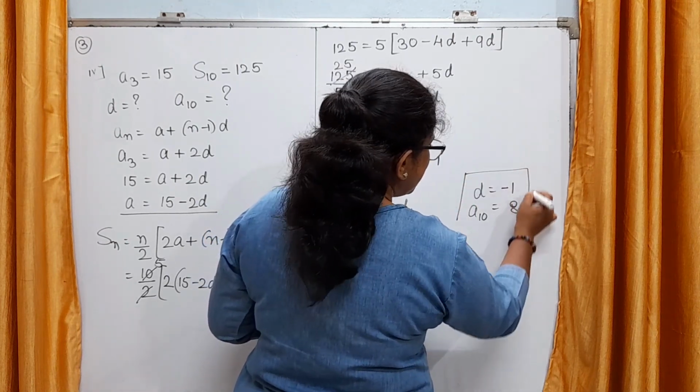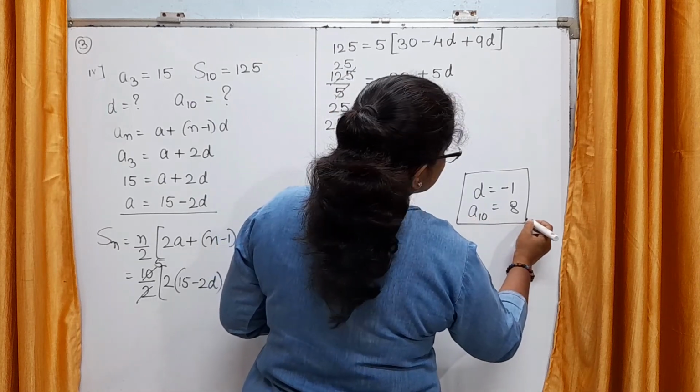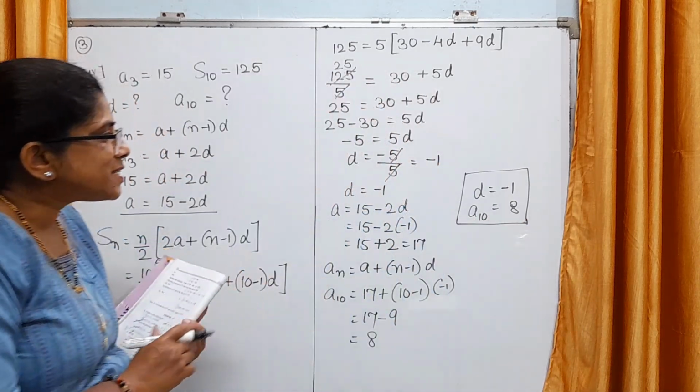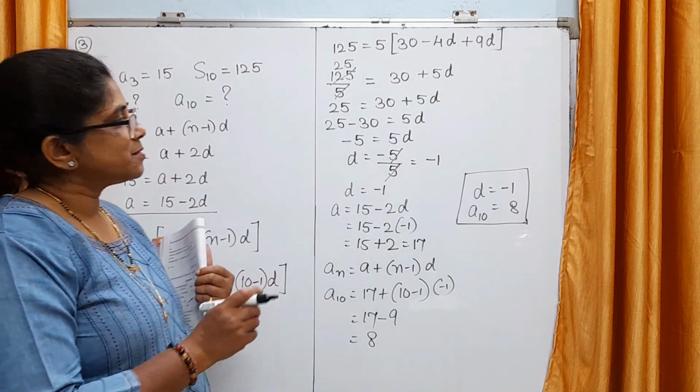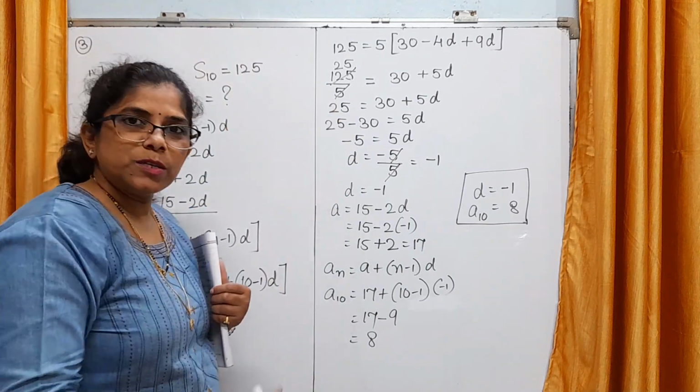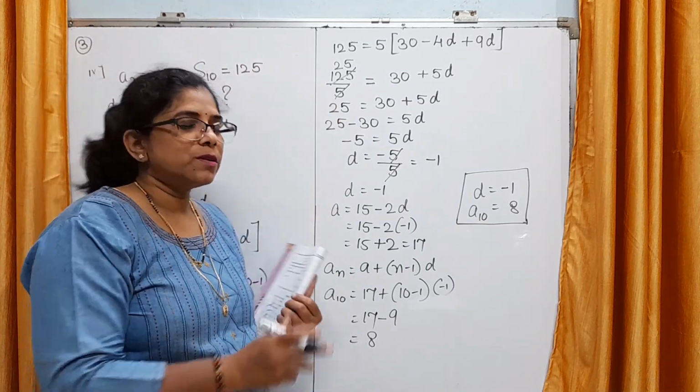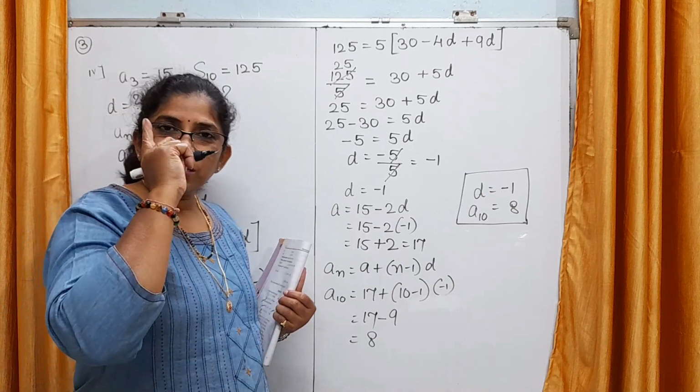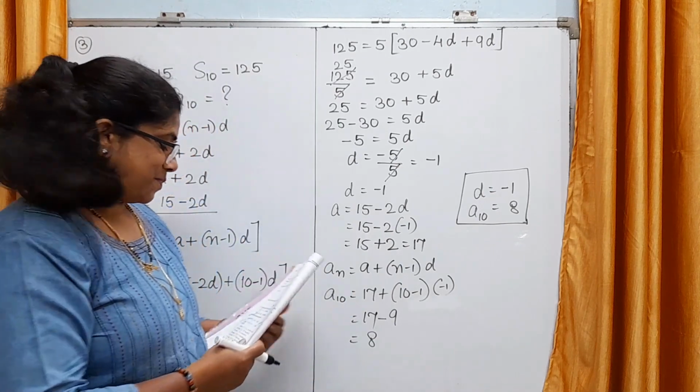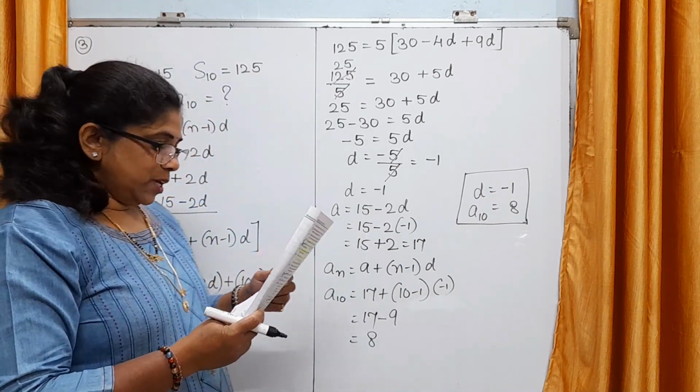This was a little bit different sum, but not at all difficult. We can say a little bit different, a little bit lengthy, but based on the same formulas. Whatever formulas we have in this chapter, all the sums are based on the same formulas. Now let's move to the fifth sum.